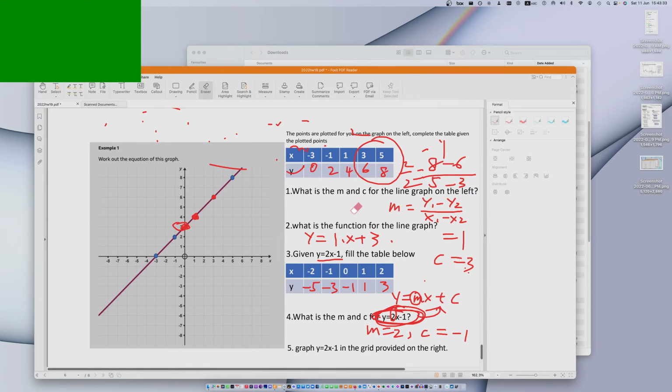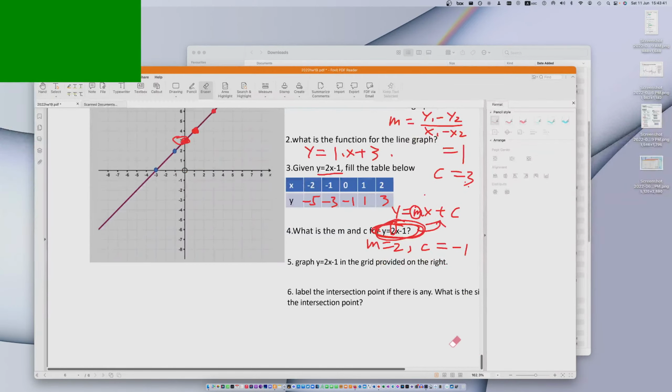Okay, so you have drawn this, then label the intersection point. You never copy that one, so you cannot get the intersection point already. So what is the significance of the intersection point? Let's say you continue, and this is the intersection point. What's the significance of this intersection point?